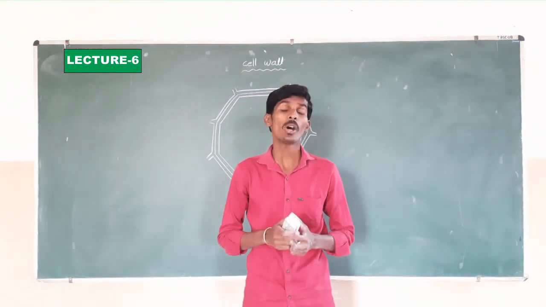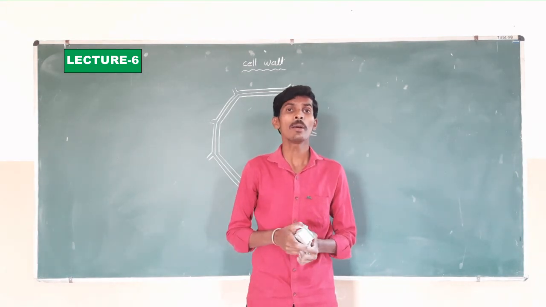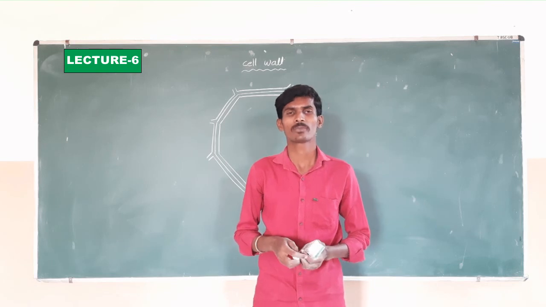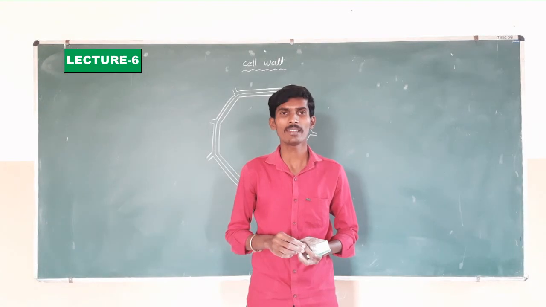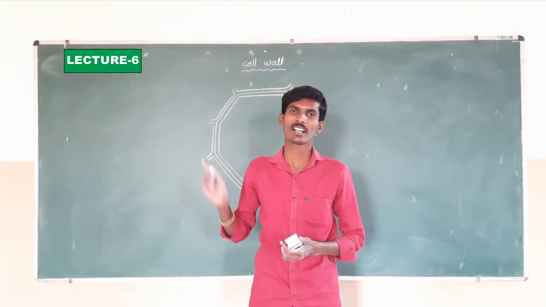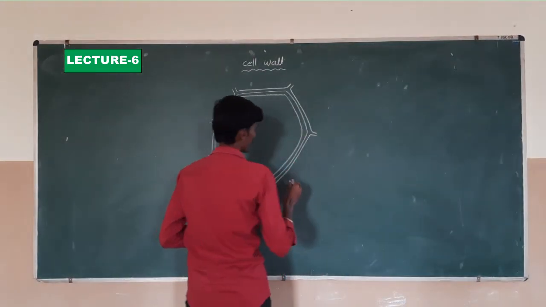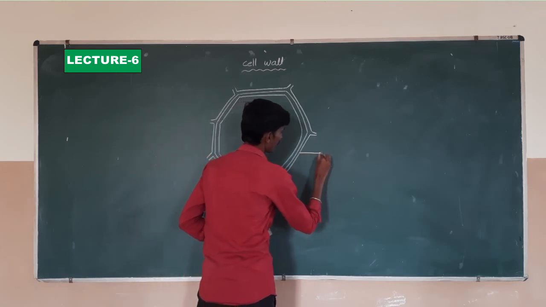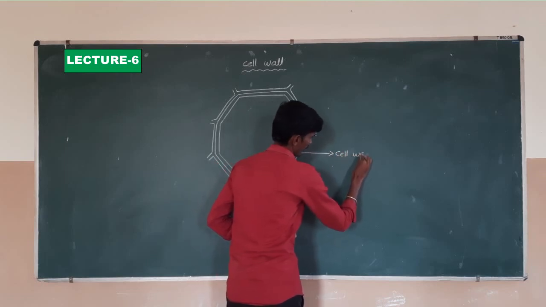First one, what do you mean by the cell wall? It is the outermost covering of the plant cell. In plants, in addition to the plasma membrane, there is another rigid outer covering. It is called a cell wall. This structure is called a cell wall.